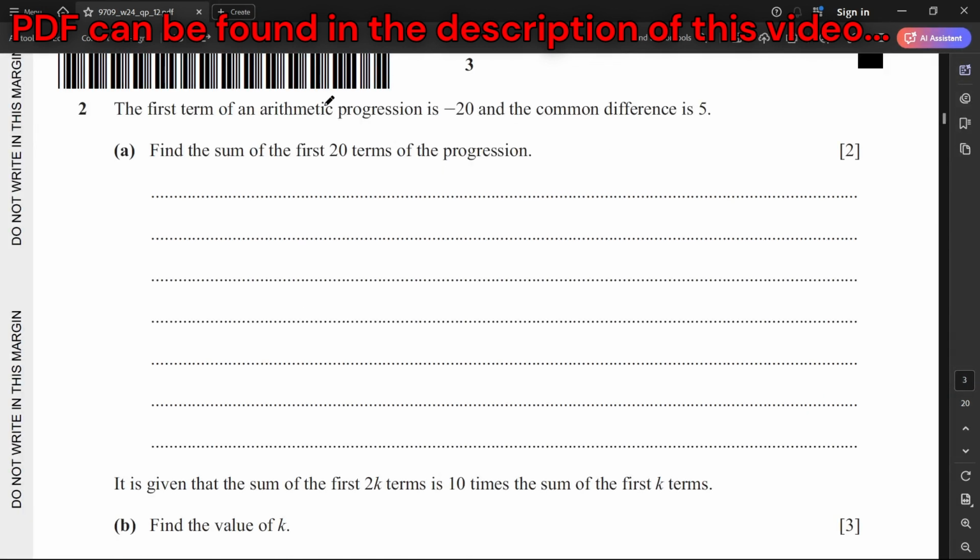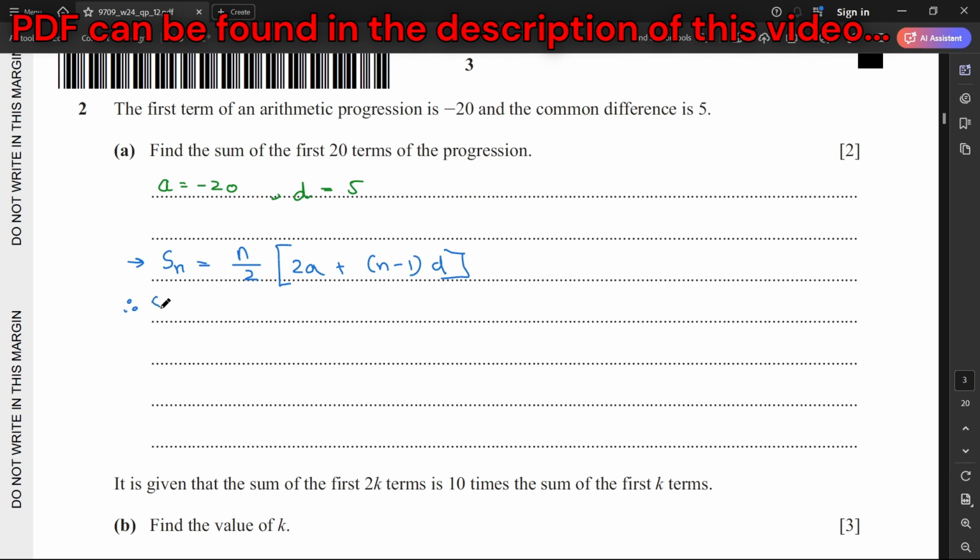Now for the second question, it is from the arithmetic progression. The first term of an AP is minus 20. So a is given to us as minus 20. And then the common difference is 5. So the value of d is given to us as 5. Now we have to find the sum of the first 20 terms of the progression, which is very straightforward. So I know that the sum of the first n terms is given by n by 2 times 2a plus n minus 1 times d.